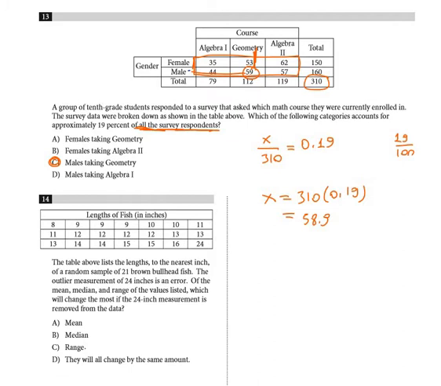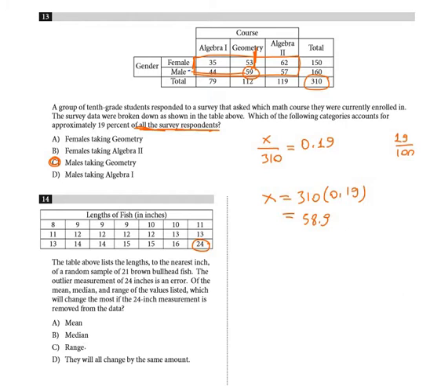Question number 14. The table above lists the length to the nearest inch of a random sample of 21 brown bullhead fish. The outlier measurement of 24 inches is an error. Of the mean, median, and range of the values listed, which will change the most if the 24-inch measurement is removed from the data? So we have the data here already listed in increasing order. Now it's easier to see. And we're going to see, if we remove the outlier, out of mean, median, range, which one will change the most.